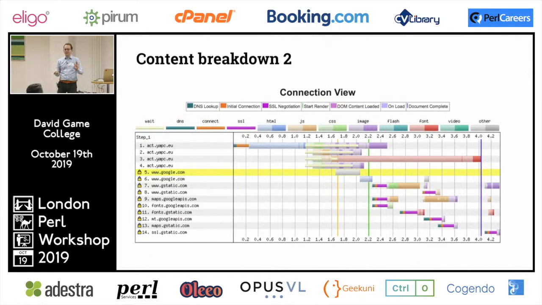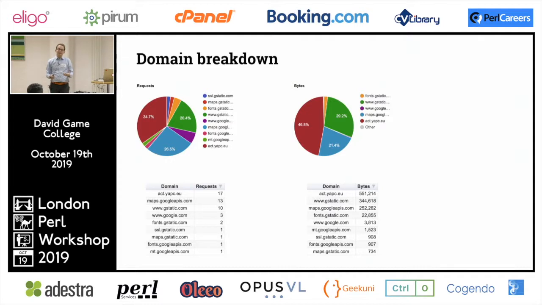So then we get a scary-looking waterfall chart. I'll cover this later. And then a domain breakdown, so you can see where all the assets have loaded from. In this case, most of the assets have loaded from the ACT website. Makes sense. And then the rest of them are from Google domains. That's because there's a Google map at the bottom of the page.